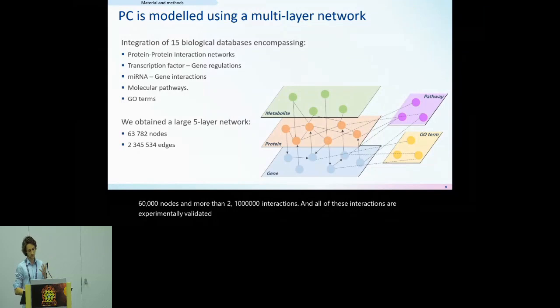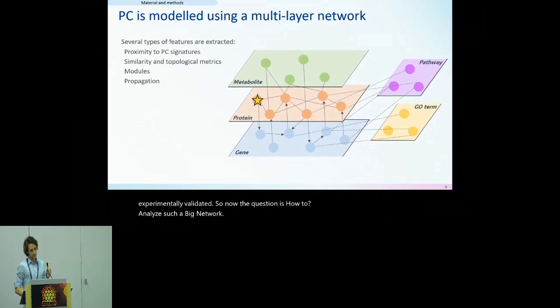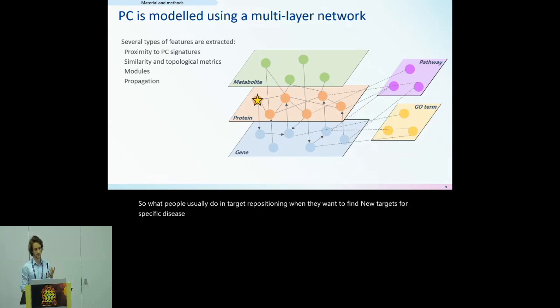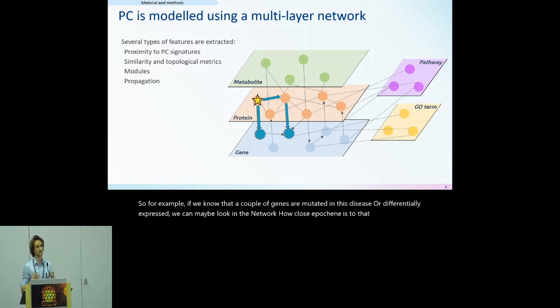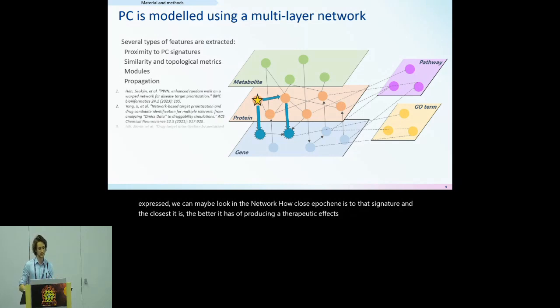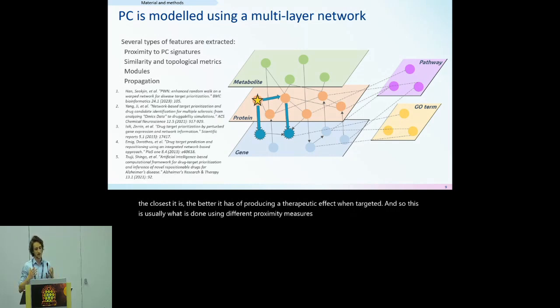So now the question is how to analyze such a big network. What people usually do in target repositioning when they want to find new targets for a specific disease is, for example, if we try to extract features for the protein that is marked by a star, to assess if it is close or not close to the cancer signature. So if we know that a couple of genes are mutated in this disease or differentially expressed, we can maybe look in the network how close a protein is to that signature. And the closer it is, the better chance it has of producing a therapeutic effect when targeted. And this is usually what is done using different proximity measures to find new proteins.